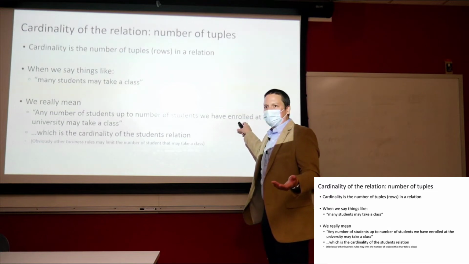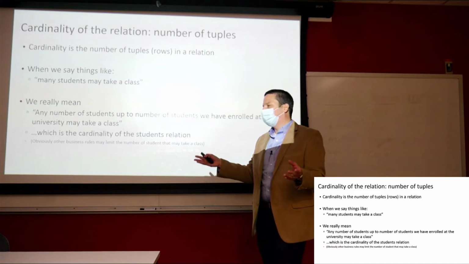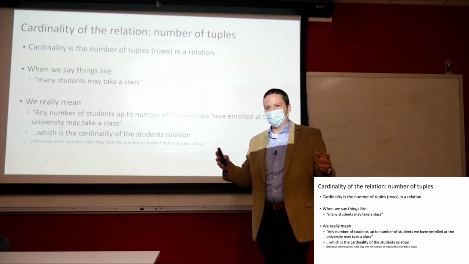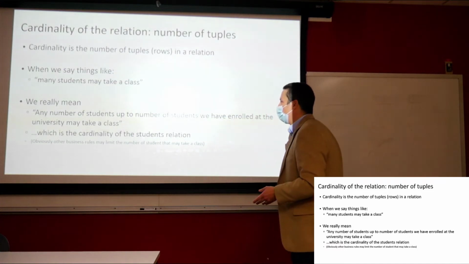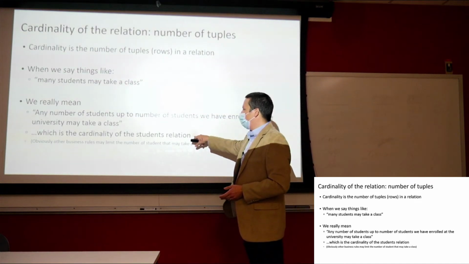So the cardinality of students taking this class isn't really many. It's really 40,000, 43,700, however many students we have, right? Which that's going to be the cardinality of the student relation.